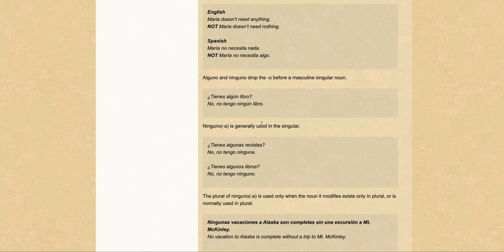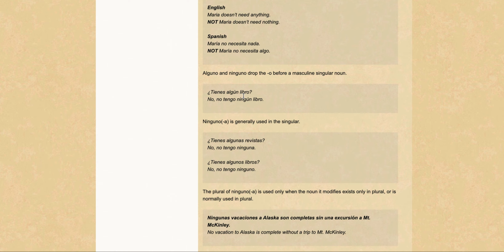And then you're seeing that alguno and ninguno drop the o before a masculine singular noun. So, ¿tienes algún libro? No. No tengo ningún libro, right? Do you have some books? No. No tengo. And libro, we're using it with the masculine, because libro is masculine and singular, we're using alguno. We're dropping the o, in fact. And in the negative, we're dropping the o and using ningún.